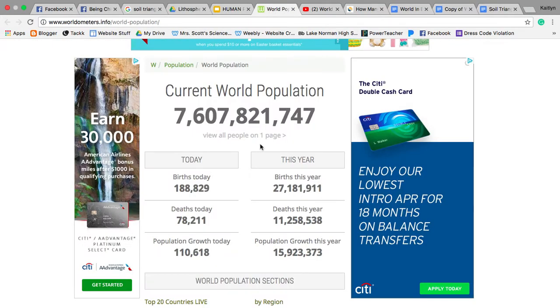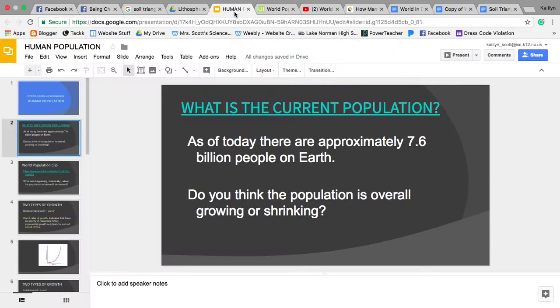If I go to this little website right here, this is a really nifty thing. It's worldometers.info. This tells me that the world's population is somewhere around this number. And as you can see today, there's been almost 190,000 babies born, and about 78,000, so probably by the end of today over 80,000 people have died. Which means overall we are adding more people than are being taken away.